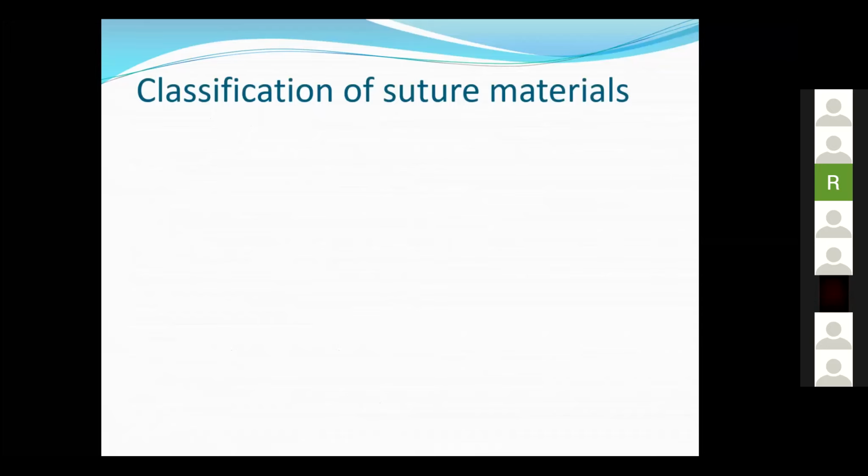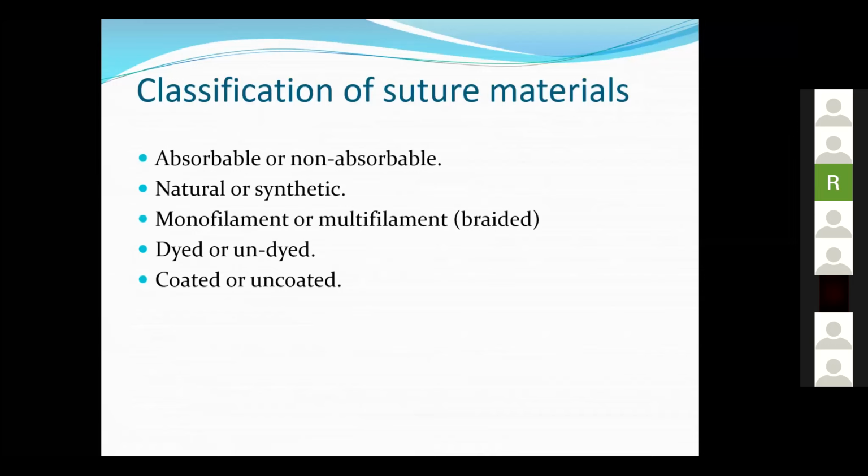Now, how do we classify suture materials? There are various ways to classify them. They can be absorbable or non-absorbable, depending upon their tissue of origin. They can be natural or synthetic. How they are put together: is it one thread, or are there multiple threads twisted together in a braid form, which is called multifilament, braided or unbraided; whether they have been dyed or coated with anything, and we'll talk about it.